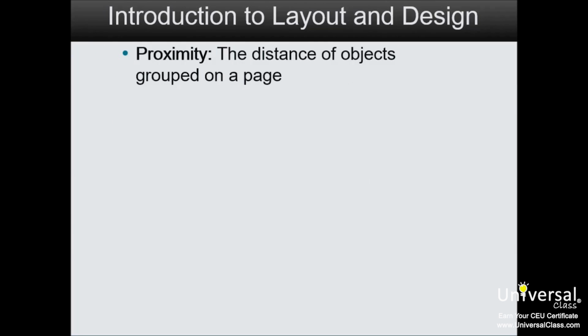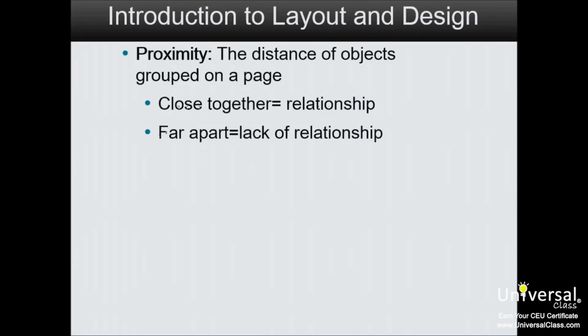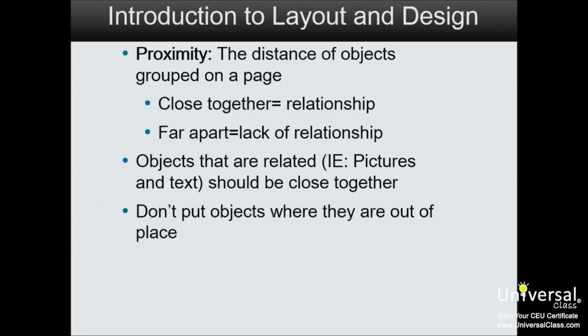Proximity is the distance of objects grouped on a page. When you place objects close together on a page, you group them together and suggest a relationship. If you place objects far apart, it suggests lack of a relationship. This is important to remember in design. Group objects together that are related close together. For example, you can group pictures and text together. Put pictures near related text and not in some other section where it's out of place.